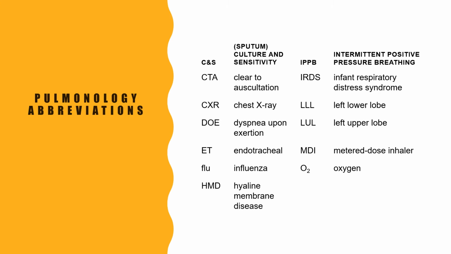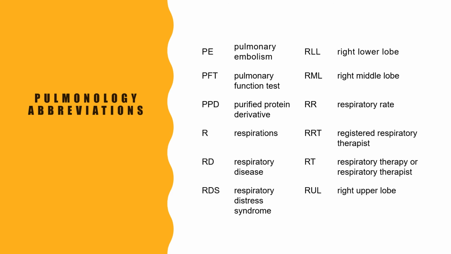LLL would be referring to the left lower lobe of the lung. LUL, left upper lobe. MDI, metered dose inhaler. O2 refers to oxygen. PE, pulmonary embolism. PFT, pulmonary function test. PPD, a purified protein derivative that's used to test for exposure to TB. R is respirations. RD, respiratory disease. RDS, respiratory distress syndrome. RLL, right lower lobe. RML, right middle lobe. And RR, respiratory rate.